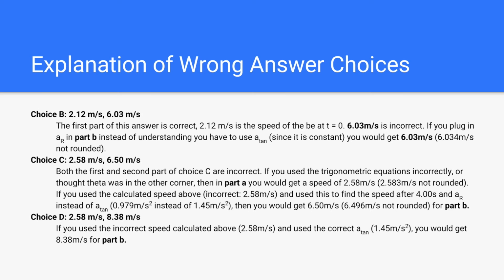Choice C is incorrect because the speed at t0 is not 2.58 meters per second. To get this answer, you would have a misunderstanding of the position of theta or use the incorrect trigonometric equations. After 4 seconds, the bee's speed is also incorrect and is not 6.50 meters per second. To get this, you would use the incorrect speed from part A and then use the centripetal acceleration again when calculating the final velocity instead of using the tangential acceleration.